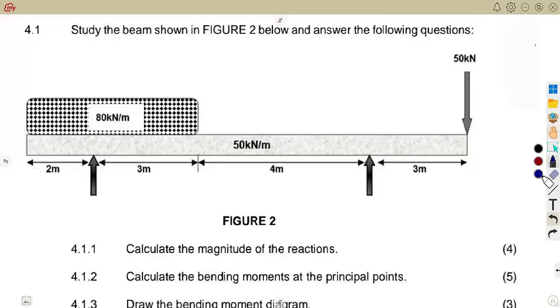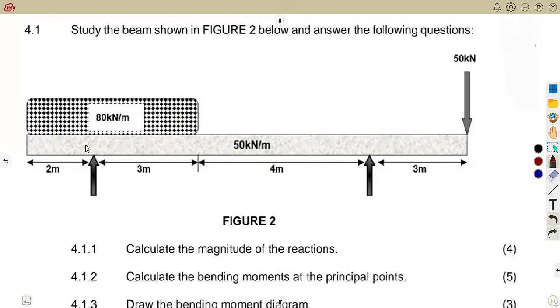So in this case, we are going to consider a typical exam revision on our statics, working with beams. This was just a simple beam that we are given. Study the beam shown in figure 2 below and answer the following questions. This is what we had, guys.